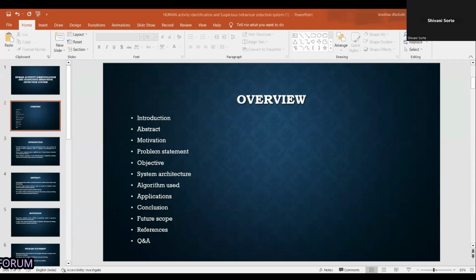Moving forward, this is the overview of how we will be proceeding with the presentation today. Moving on to the next is the introduction.